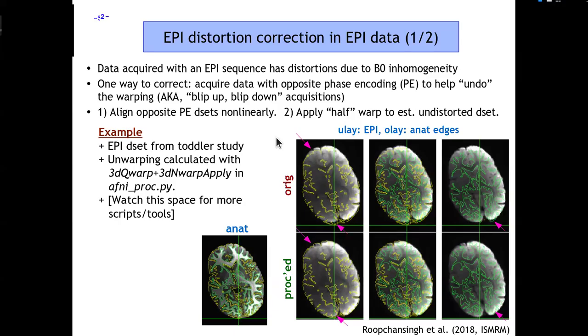If you acquire a reference volume, just a few EPI volumes with opposite phase encoding, you can use that because, if this original data is squashed here and stretched here, and I acquire data with reverse phase encoding, it is squashed on the opposite side and stretched here, and I can use those two different distortions to kind of average out and calculate an intermediate data set. Through working with Vinai Roopchansingh, we implemented a program in AFNI called epi_b0_correct to do this kind of EPI distortion correction. You can include that in your afni_proc.py processing.